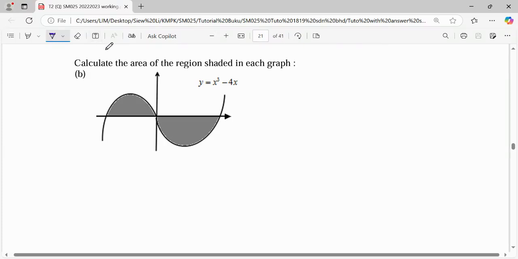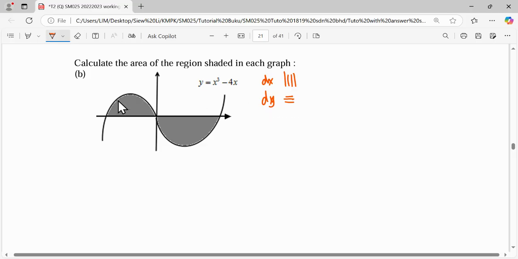Hi everyone. For this question, we're going to calculate the area of the region shaded in each of the following graphs. We can see we have one region shaded here. First of all, we need to consider whether this region is calculated using dx or dy. Dx, we observe it vertically. Dy, we observe it horizontally.